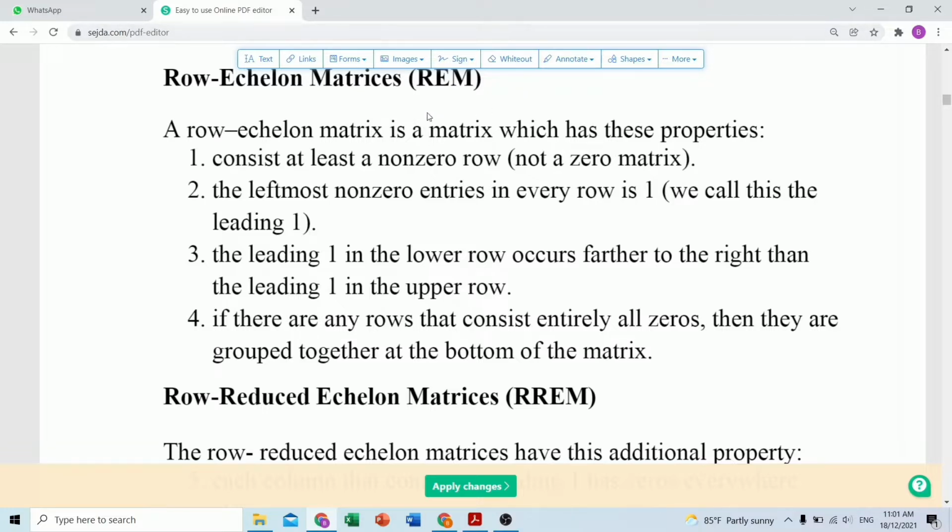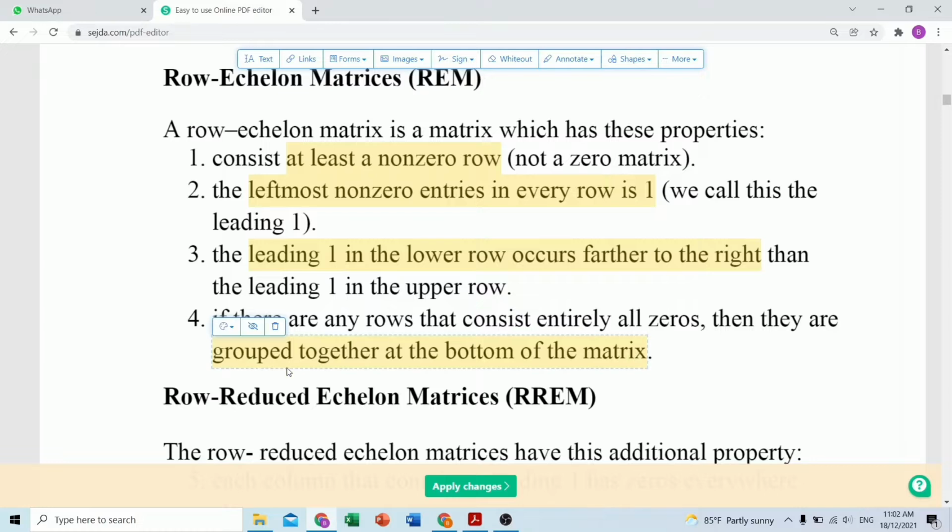Okay, so for Row-echelon matrix REM, as you can see, they have the following properties. They consist of at least one non-zero row, and the leftmost non-zero entry in a row is 1. The third one is that the leading one in the lower row occurs further to the right than the leading one in the upper row. And the last property is that if there are any rows that consist entirely of 0, they are grouped together at the bottom of the matrix.